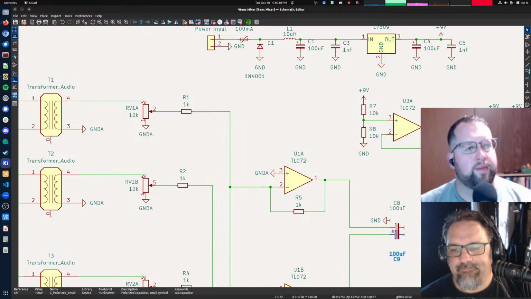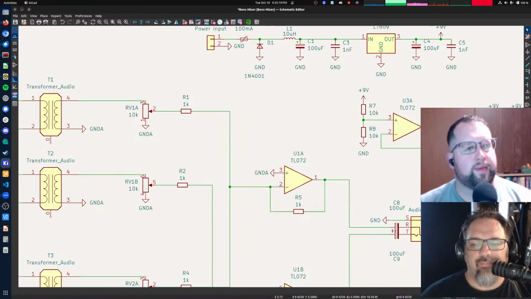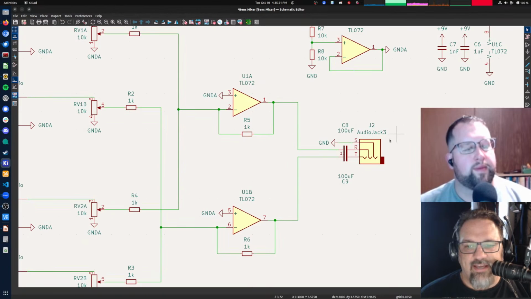There we go. Okay. That's a little ugly of a layout, but yeah, we'll fix that. Hold on.